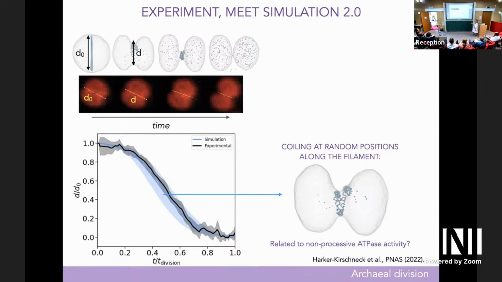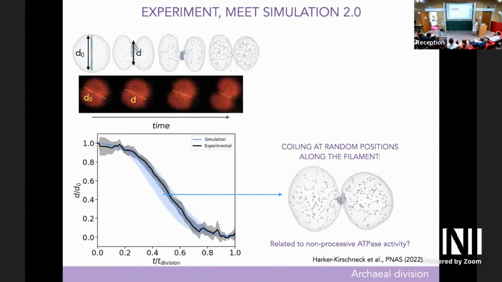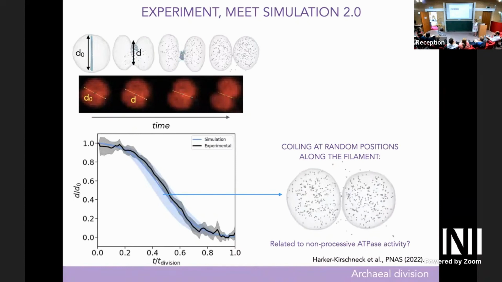Just to wrap up, we managed to get the experimental curve only when the filament coils at random positions. It gives a uniform spread of tension and the most symmetric and most reliable division. That makes sense, but it also points out that this ATPase is not working processively from one end, which some groups have proposed, but is probably jumping randomly along the filament, so that's something that can be tested. Also, if you manage to poison this ATPase a bit, but not completely, which I showed you earlier, you should be able to change the slope of this curve. So these are predictions that we can make.